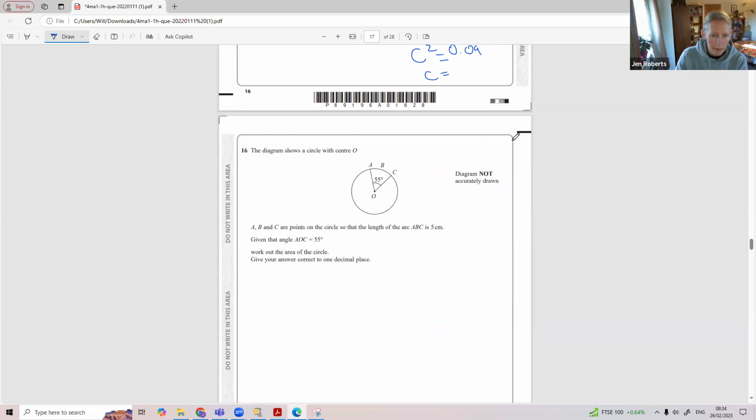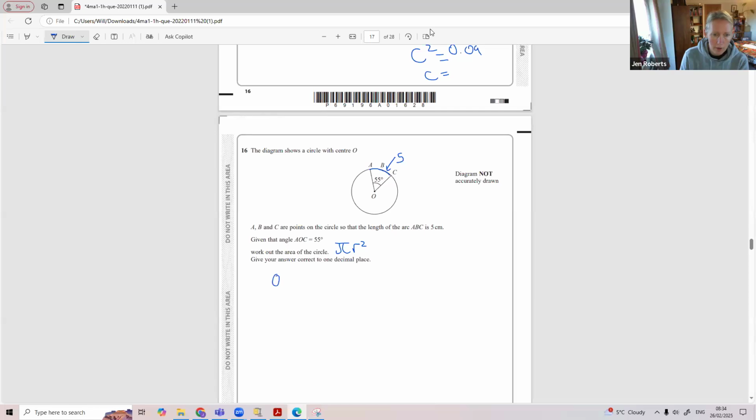Sector area, arc length type of question by the looks of this one. Arc of ABC is 5. And I'm guessing we don't know the radius. So arc length there's 5. We know the angle is 55. Work out the area of the circle. Area of circle is pi r squared. What is r? Right, so what is the formula for arc length?